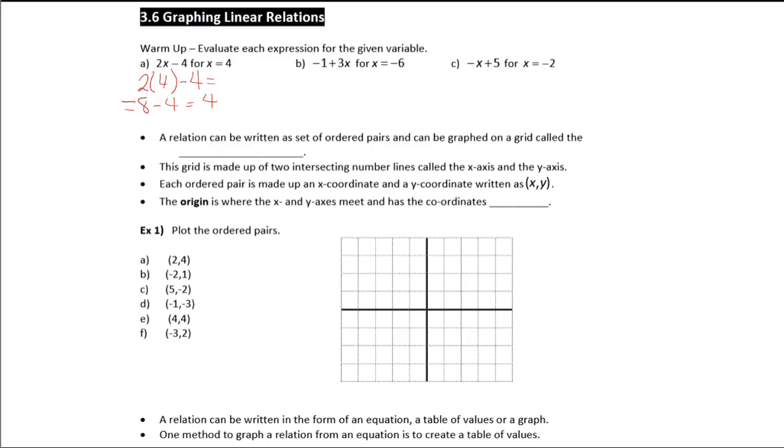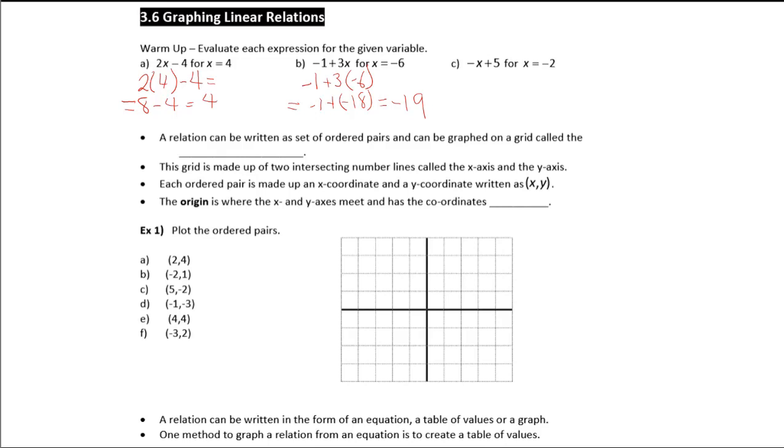Next up, for question B, we have -1 plus 3b. Solve for b equals -6. Same idea, you just sub in -6 for the value, and then you're going to solve that. First you multiply, because we follow the rules of BEDMAS. 3 times -6 gives us -18. So -1 plus -18 should be -19.